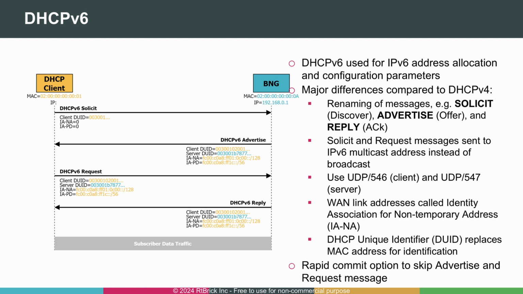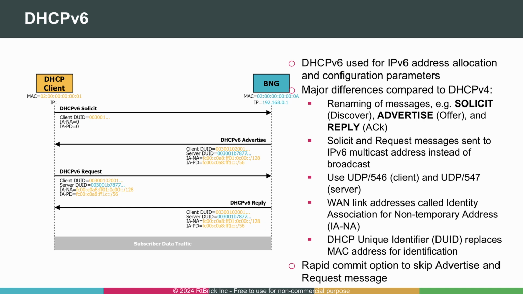Additionally, DHCPv6 message names have changed. The discover message in DHCPv4 is now called the solicit message, the offer message is renamed to advertise, and the acknowledge message is now the reply. In DHCPv4, the client's MAC address was used for authentication. In DHCPv6, both clients and servers generate a unique identifier called the DHCP Unique Identifier, DUID, which can be based on the link layer address or an enterprise ID. The DUID is used throughout the process to identify peers.